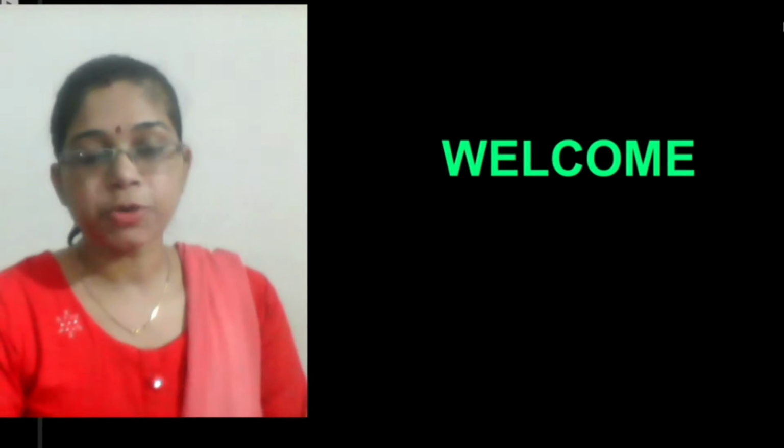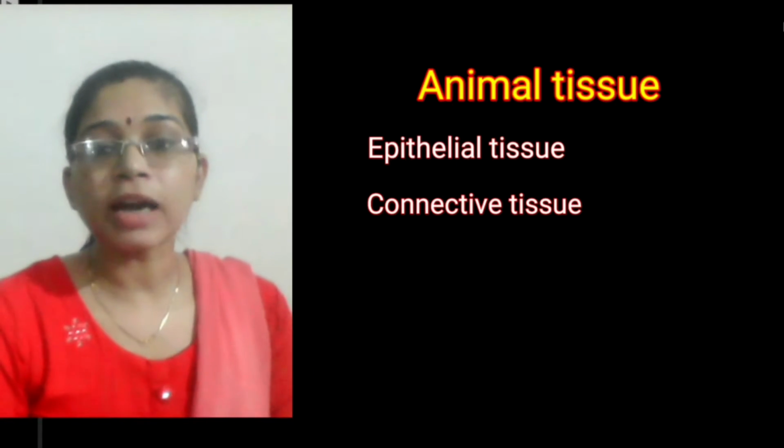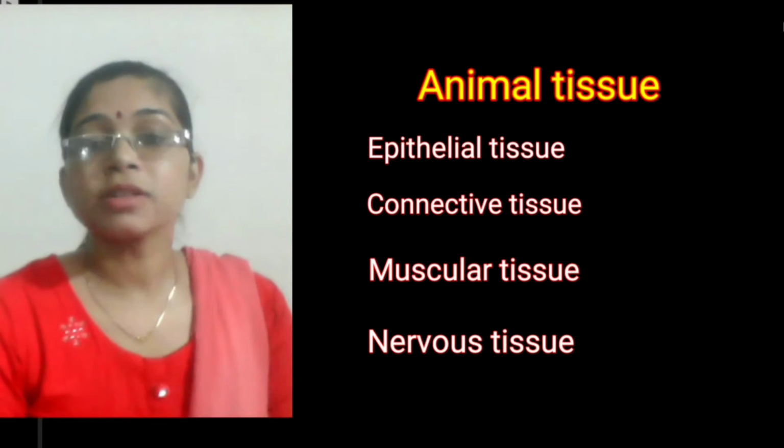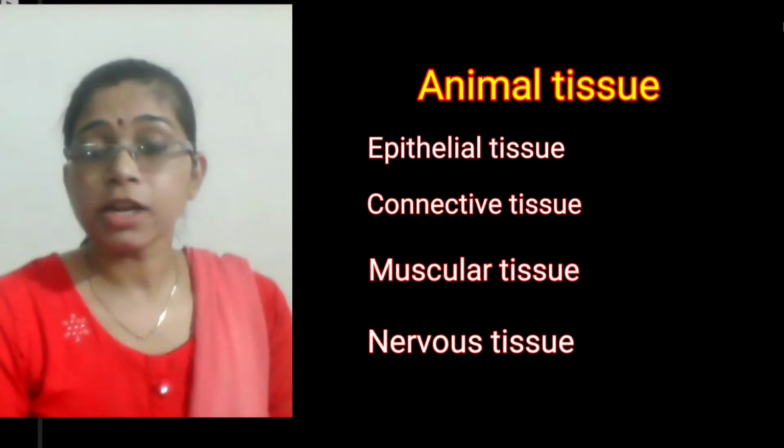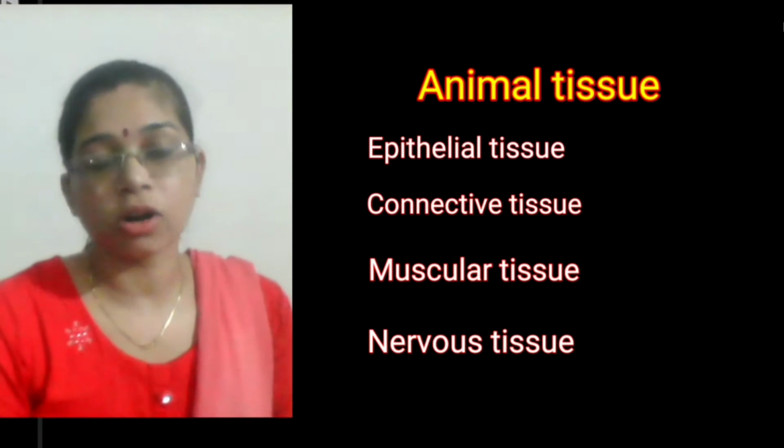In the last video, we completed plant tissues. From today, we are going to start animal tissues, which are composed of different types of tissues. Why different types? Because you know that in animals, different types of functions are performed. That is why numerous tissues are also present.